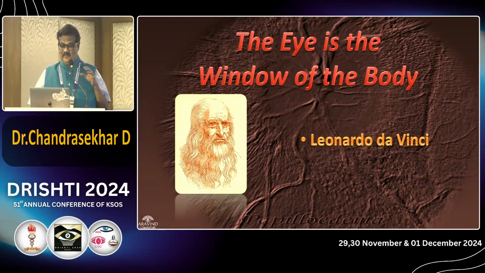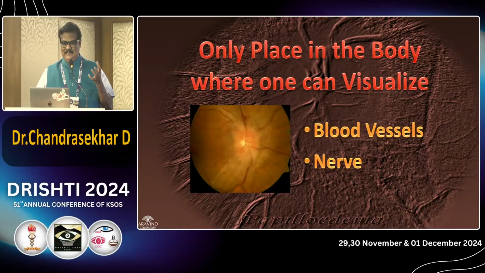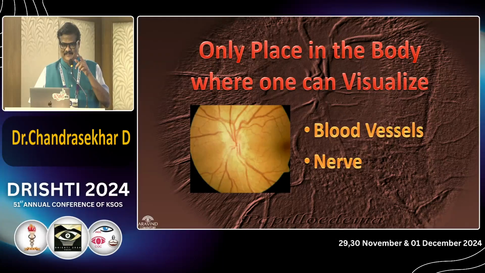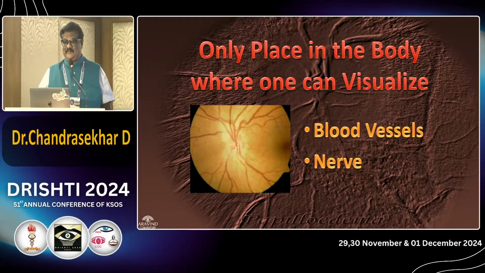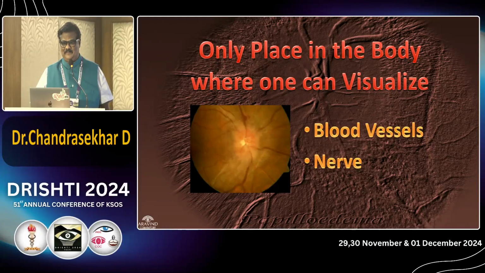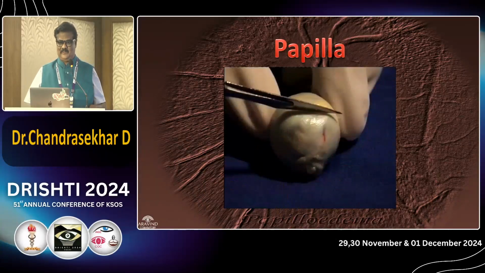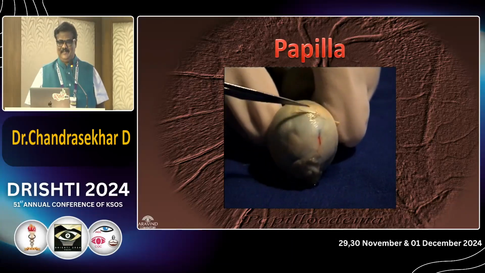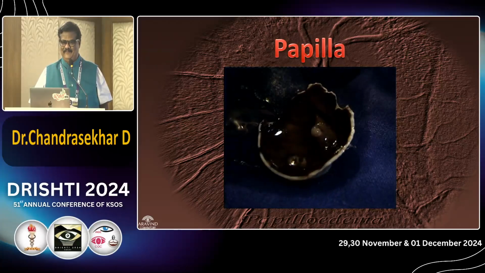The eye is the window of the body, as per Leonardo da Vinci. This is the only place where we can see live the blood vessels and the nerve. So it gives a lot of clues, not only to eye problems but to problems elsewhere in the body also. Here you can see one of the eyes. What is this? The optic disc is appearing elevated, isn't it?